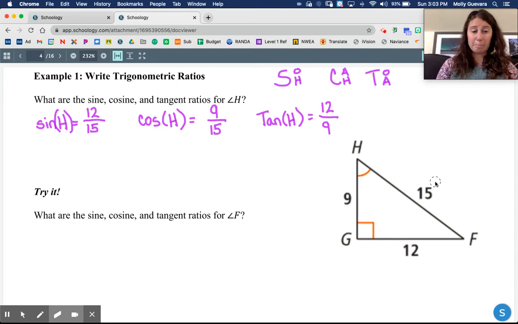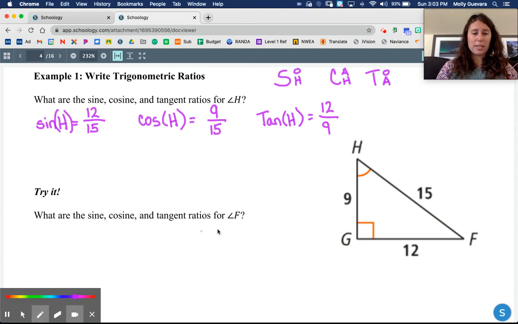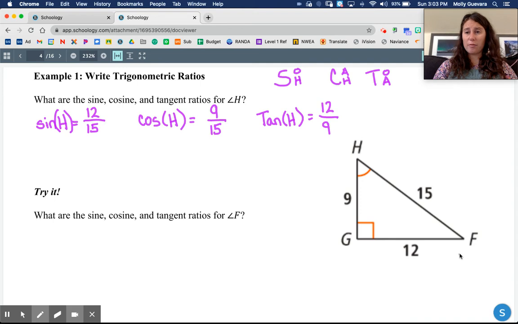And that's it. Okay, I want you guys to try this. This next question says, what are the sine, cosine, and tangent ratios for angle F? So now we're looking at angle F, and I want you to write sine, cosine, and tangent ratio. Go ahead, pause the video, use the example up above to help you. Pause the video, and then when you're ready to go over it, hit play.